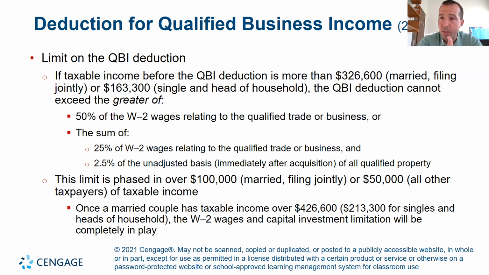I mean, you have lots of employees, right? So you need to be employing people. Or if you're a rental property owner, you go with option 2. If you own lots of rental properties, it would be 25% of the W-2 wages, and you're allowed to include some rental property, right? So the limit is phased out over 100,000 married filing jointly, or 50,000 if single.